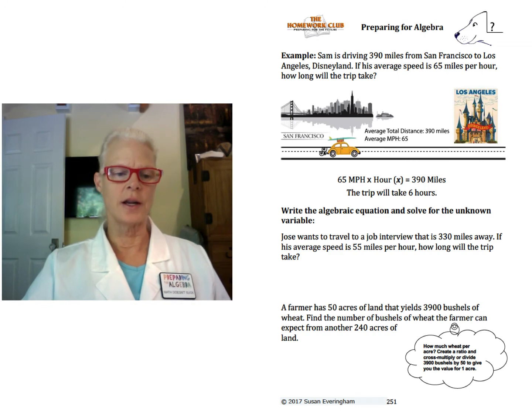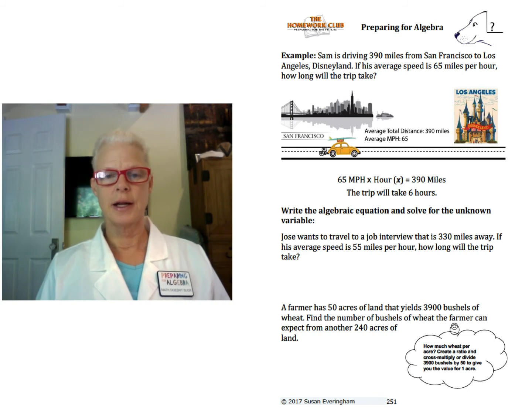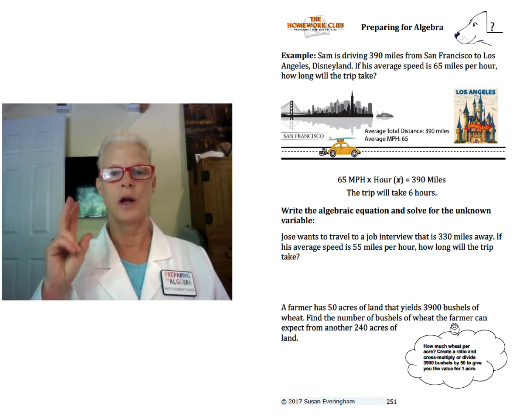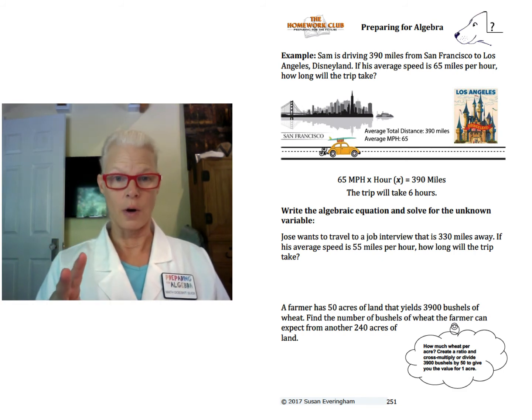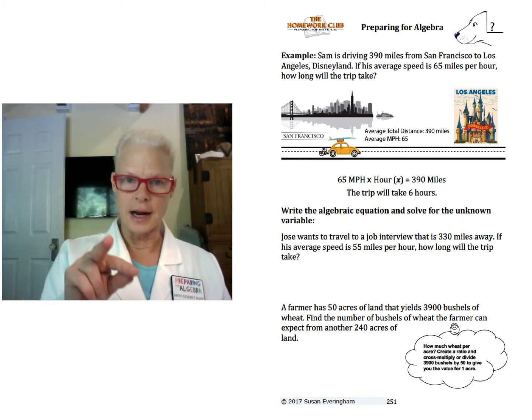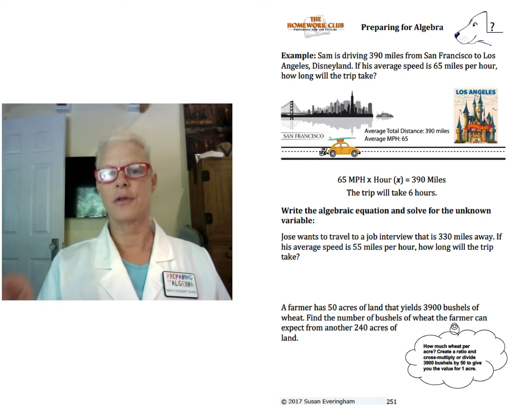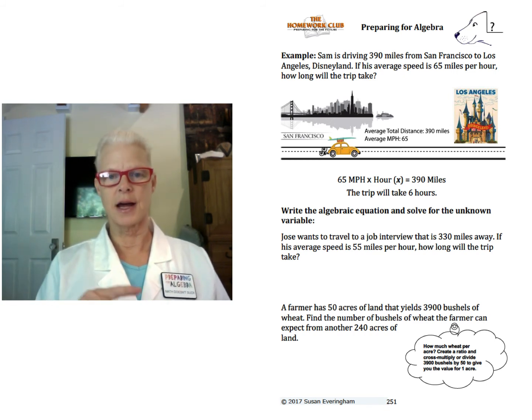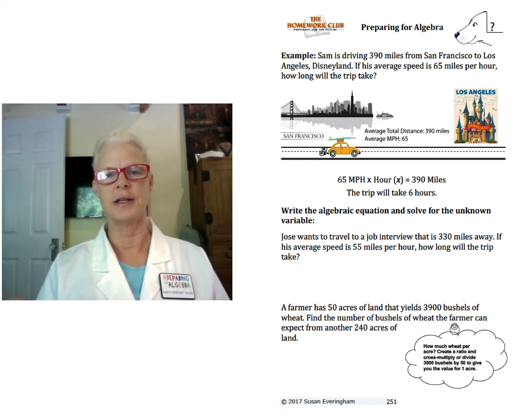Page 251 are word problems using algebraic expressions. Let's read the example. Sam is driving 390 miles from San Francisco to Los Angeles. His average speed is 65 miles per hour. How many hours does it take? So hours is our variable. We know he's going 65 miles per hour. So if we were to do 65 miles per hour times the hours, we will get 390 miles, and that's how the algebraic expression is set up.